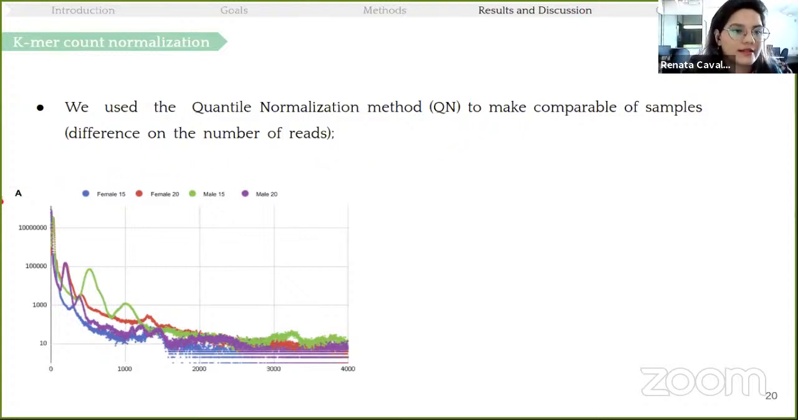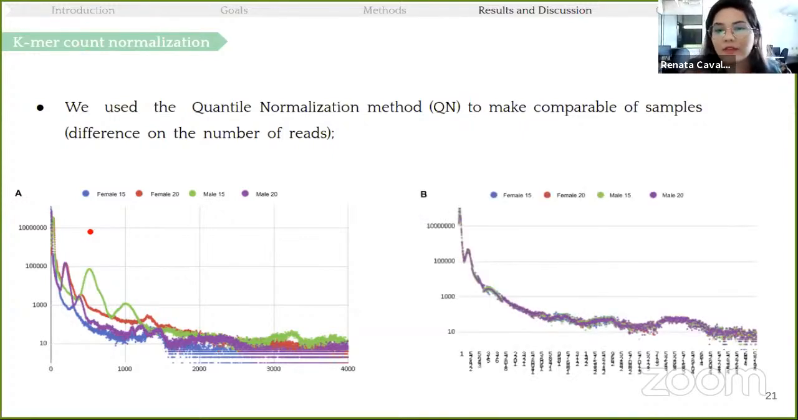So previously, in plot A, we can see the female 15, female 20, male 50, and male 20, and there seems to be a difference among the distributions of the samples. But after normalizing the data, we can see in plot B that all the samples follow the same distribution.